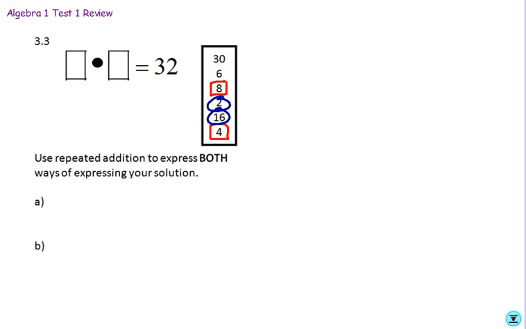3.3, 2 possibilities to multiply to 32: 8 times 4, or 4 times 8, and then 2 times 16, or 16 times 2. Hopefully you chose to write out 8 times 4 instead of 16 times 2, right? So you're writing out 2 that many different times. So again, we see the value of multiplication, one of the values. All right, so we'll go ahead and continue to the next problem.